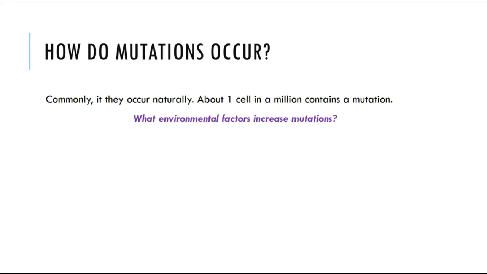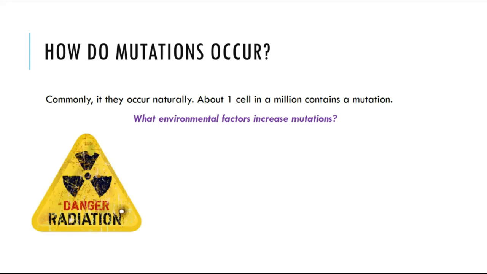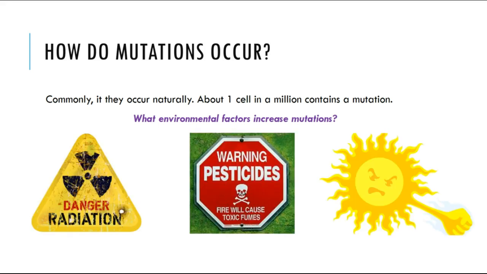Now, this does occur unnaturally, which means environmental factors can contribute to the increase of mutations. Can you think of any environmental factors that you should stay away from because they cause, for instance, cancers and stuff? There are these 3: X-rays and nuclear radiation, exposure to chemicals, for example pesticides, and UV exposure. These all contribute to an increase of mutations.